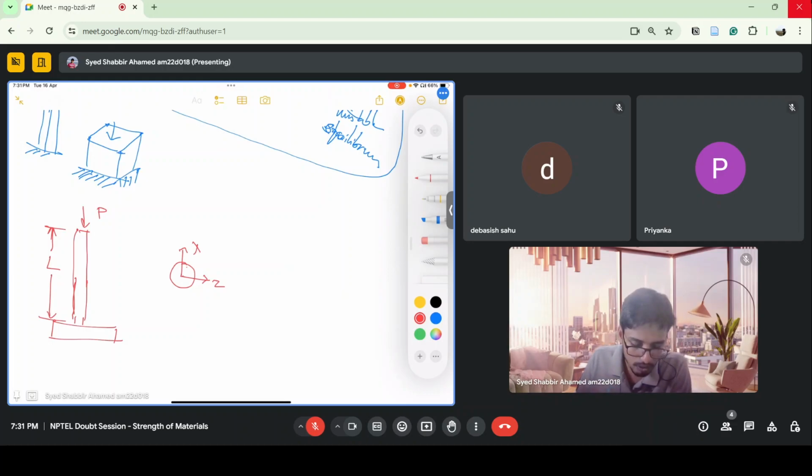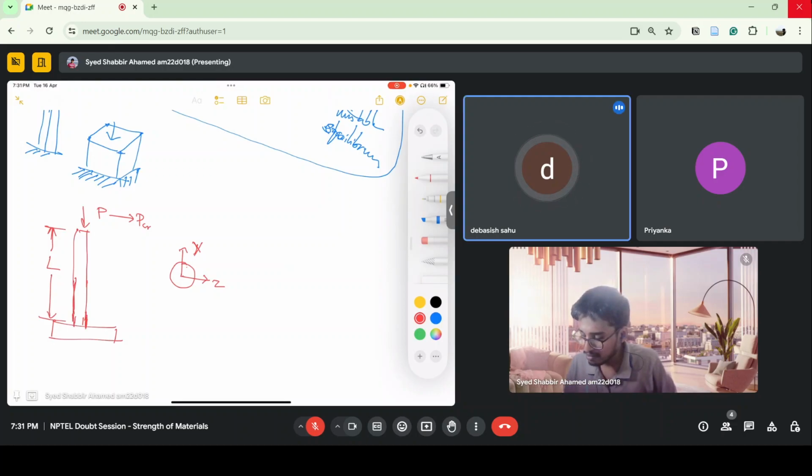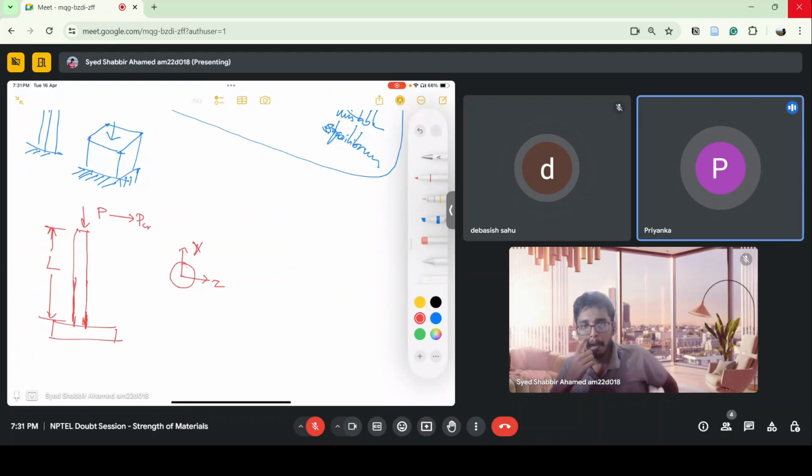So what do you think? In which direction will this column buckle? Let's say this P is going towards the critical load. So I am gradually increasing the load and it reaches the critical load. If the load reaches the critical load, buckling should happen, right? In which direction will the column buckle? It can buckle in any direction, sir.